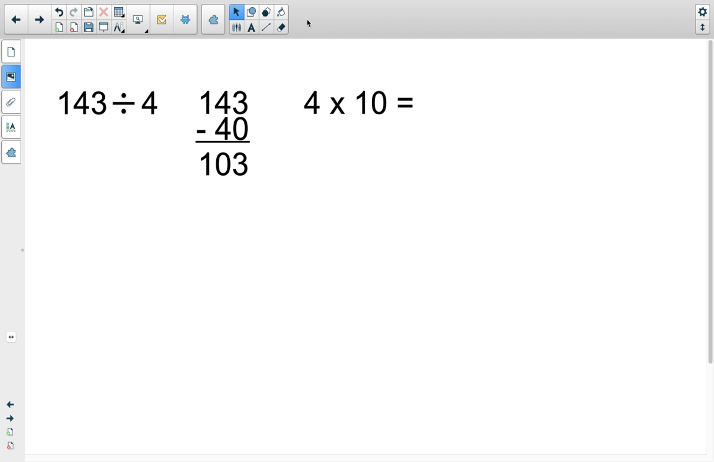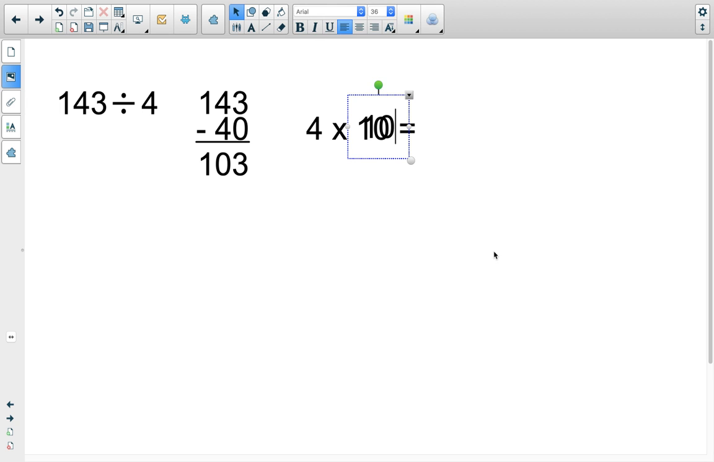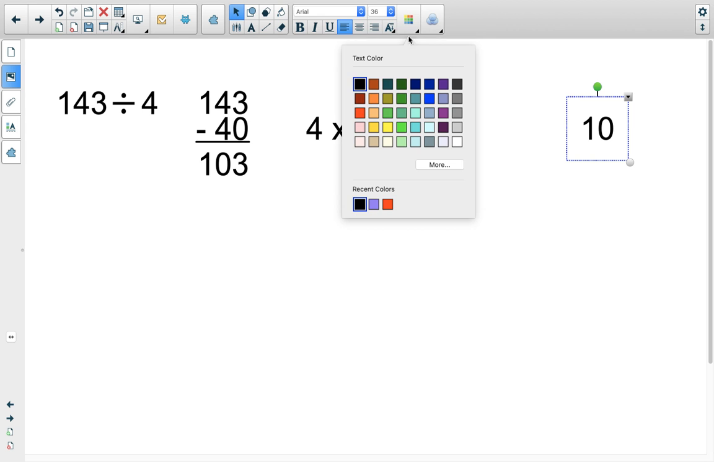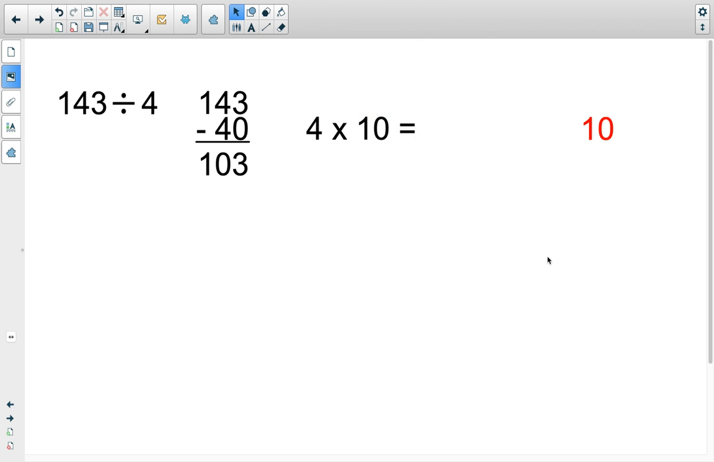So now, because I've done the 10, 4 times 10 is 40, I'm going to remember this 10. I'm going to put it over here in the column so that I remember that I've used 10, and I'm just, for my own purposes, going to make it red so that you guys can see that that's part of my answer. This is where I'm going to keep track of the things that I've taken away from 143. So I've done 4 times 10. I'm going to record my 10 over here. It's giving me 40. I'm going to subtract it from 143. Now I've got 103 left.